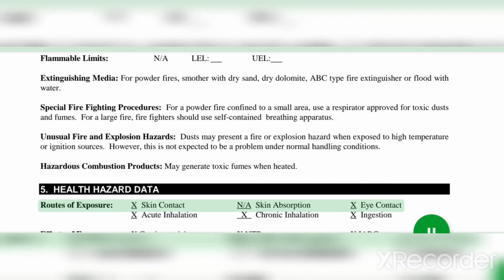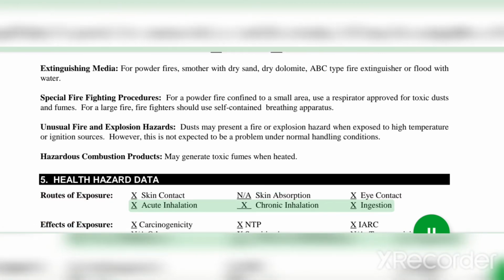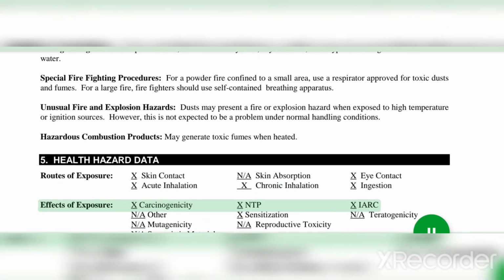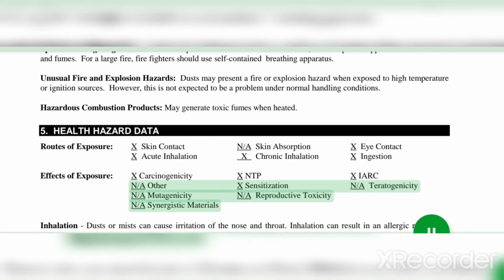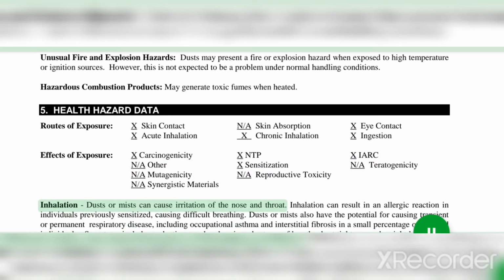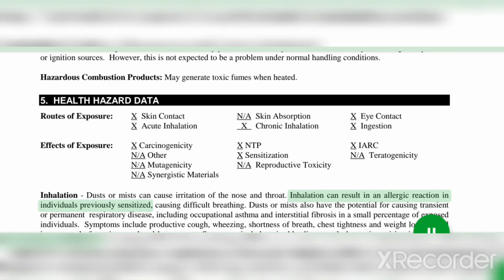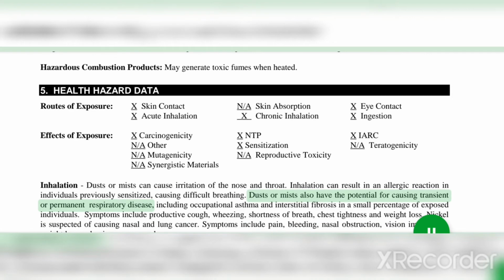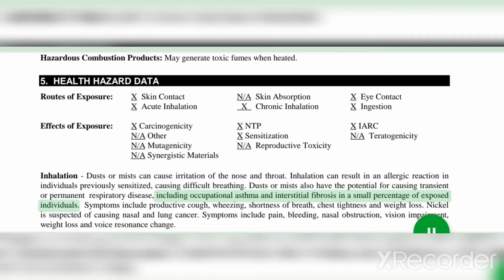5. Health hazard data. Routes of exposure: skin contact and skin absorption, eye contact, acute inhalation, chronic inhalation, ingestion. Effects of exposure: carcinogenicity (NTP, IARC), sensitization. Inhalation of dusts or mists can cause irritation of the nose and throat. Inhalation can result in an allergic reaction in individuals previously sensitized, causing difficulty breathing. Dusts or mists also have the potential for causing transient or permanent respiratory disease, including occupational asthma and interstitial fibrosis in a small percentage of exposed individuals.